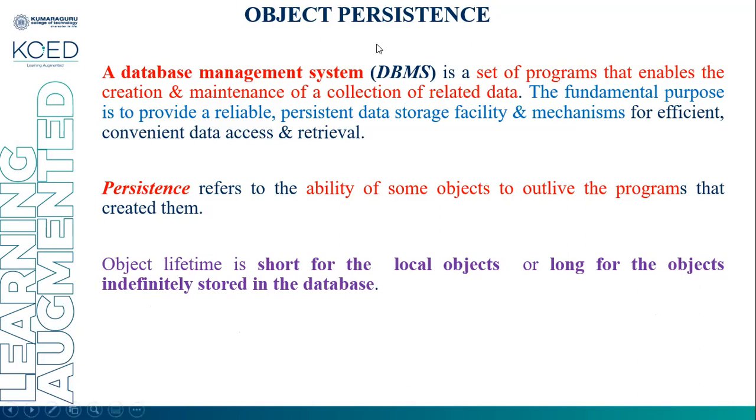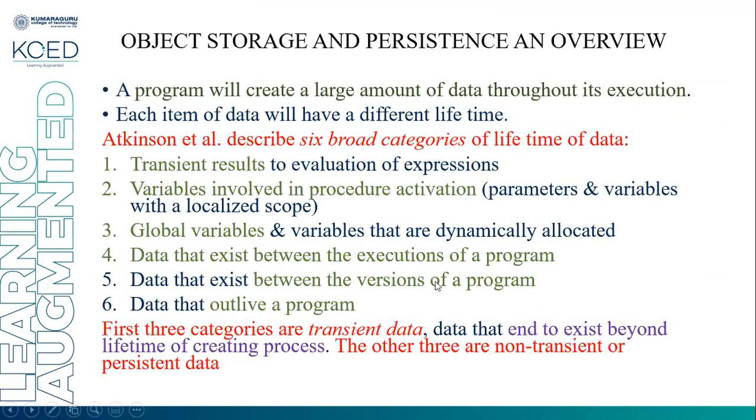What does the access layer do? The access layer interacts with the database management system. A DBMS is a set of programs that enable the creation and maintenance of a collection of related data. Its fundamental purpose is to provide reliable, persistent data storage and a mechanism for efficient, convenient data access and retrieval. Persistence refers to the ability of objects to outlive the programs that created them. Object lifetime is short for local objects, long for objects indefinitely stored in the database.